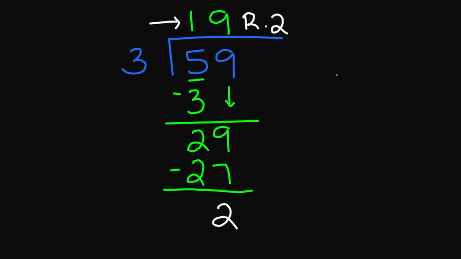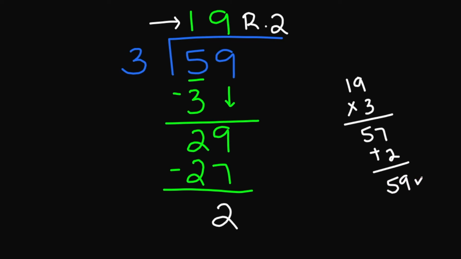And remember, if you wanted to check your work, you're going to do 19 times 3, which equals 57. And then plus 2, which is from your remainder, that's going to equal 59. And notice you get the same answer here as your dividend.